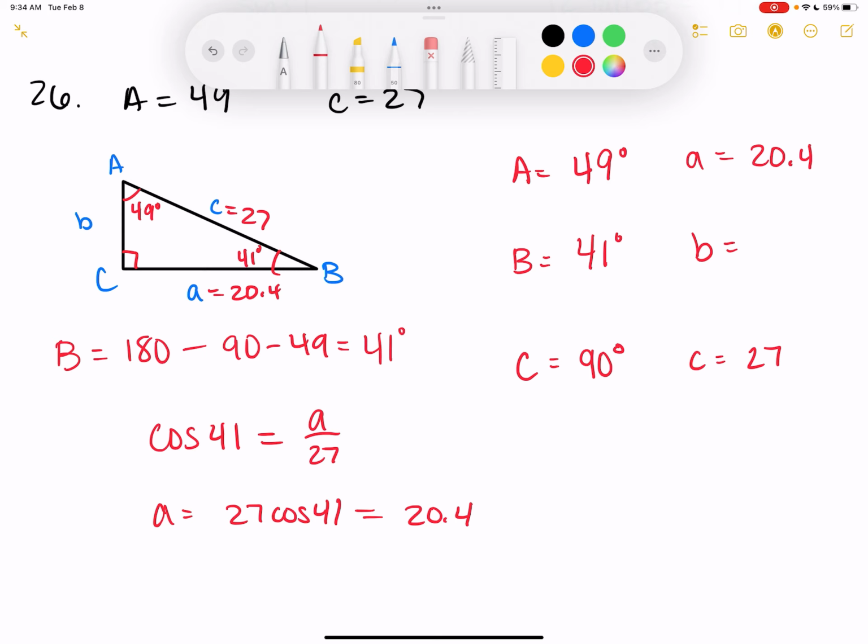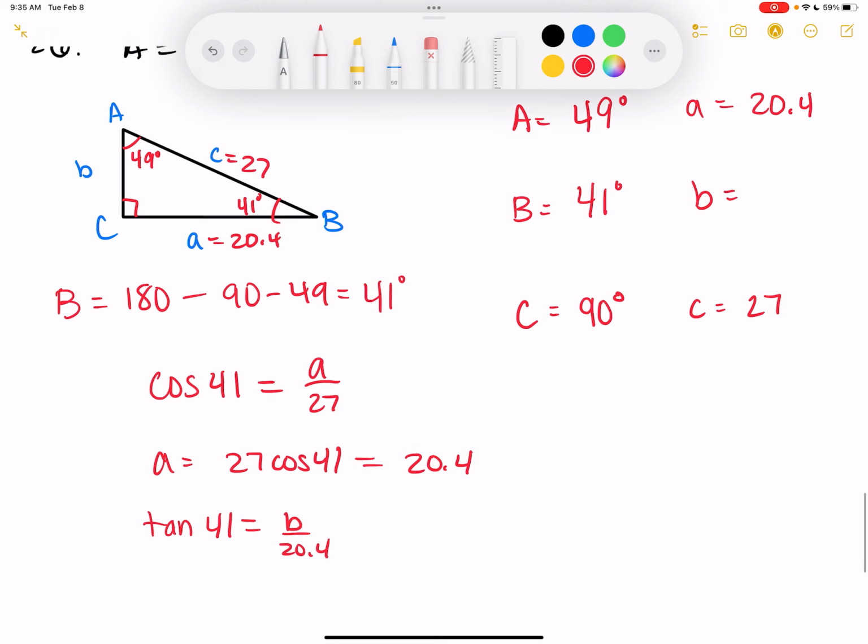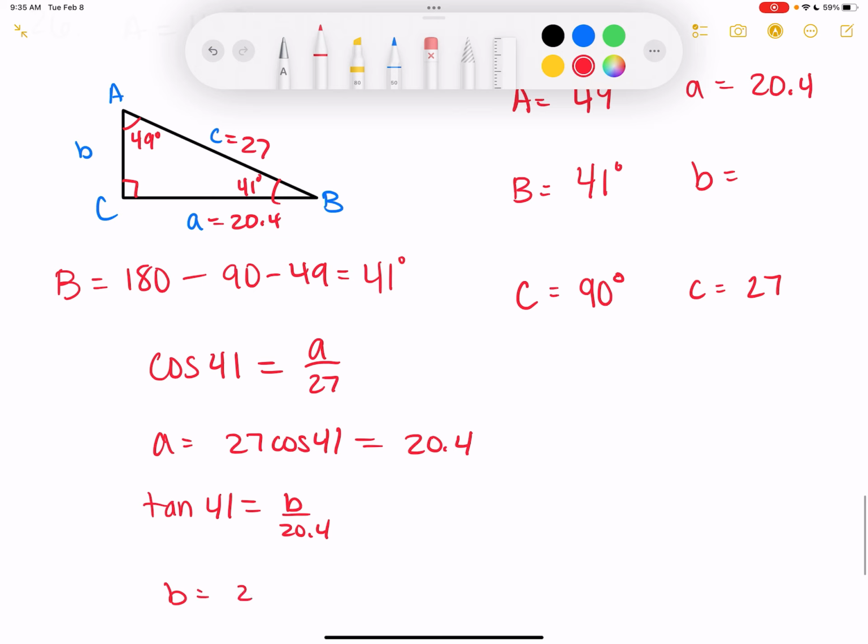So what do y'all want to use to find B? That's too hard. I wouldn't do that personally. Pythagorean theorem. No. Let's do tangent of 41. Tangent of 41 is equal to B over 20.4. So B is equal to 20.4 times the tangent of 41.